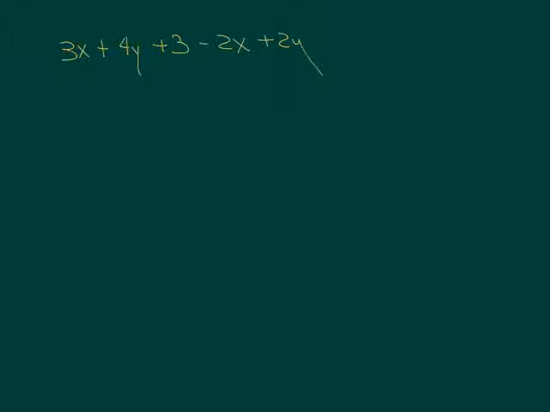Now, what does it mean to be alike? The letter in each term has to be the same. So I cannot combine 3x plus 4y, because this one I have an x and this one I have a y. But I have an x here and an x here.